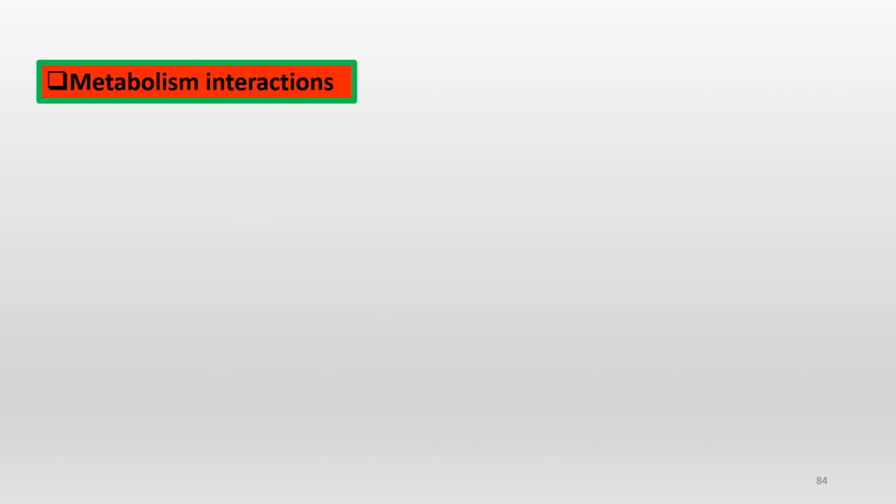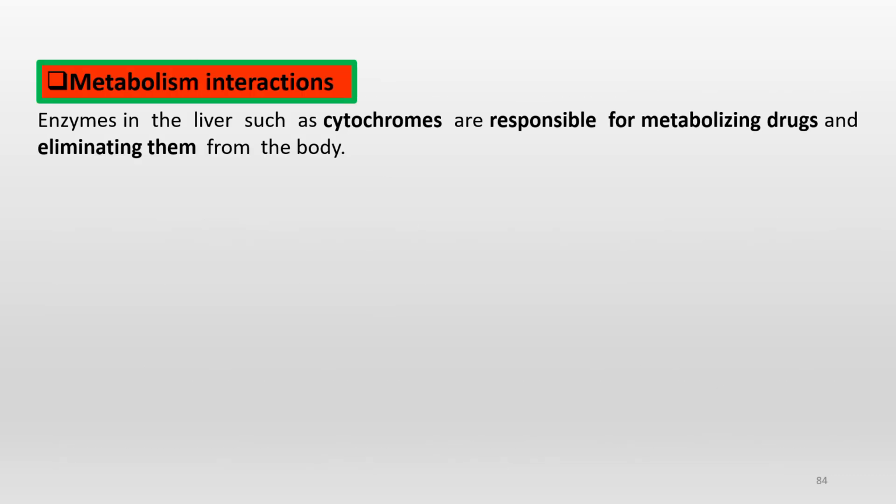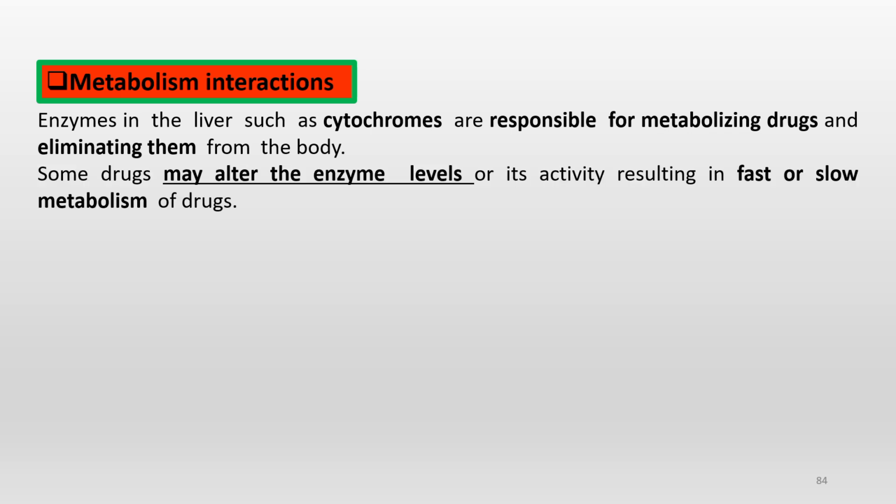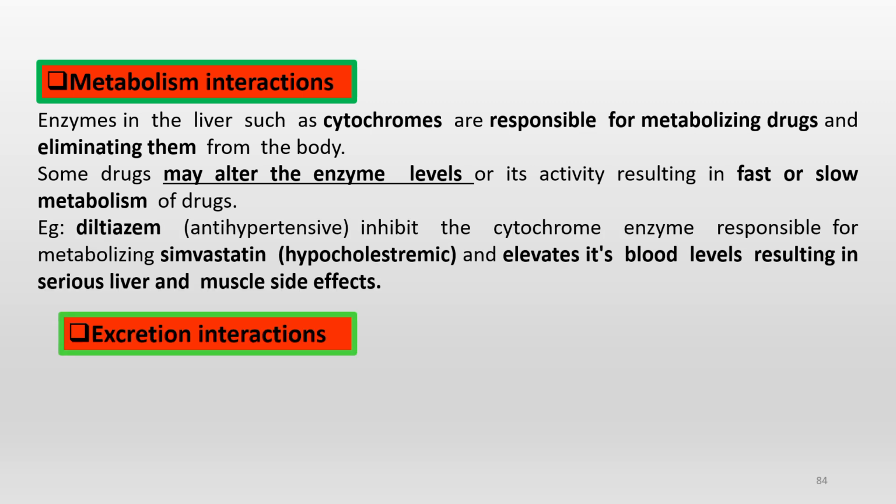Metabolism interaction: enzymes in the liver such as cytochromes are responsible for metabolizing drugs and eliminating them from the body. Some drugs may alter the enzyme levels. The enzymes may not be available for metabolism, or their activity may change, resulting in a fast or a slow metabolism of the drug. Example, diltiazem, a calcium channel blocker antihypertensive drug, inhibits the cytochrome enzyme responsible for metabolizing the statin simvastatin.